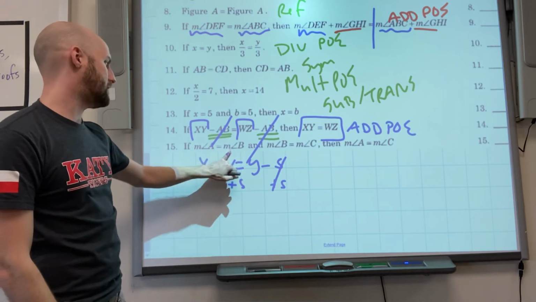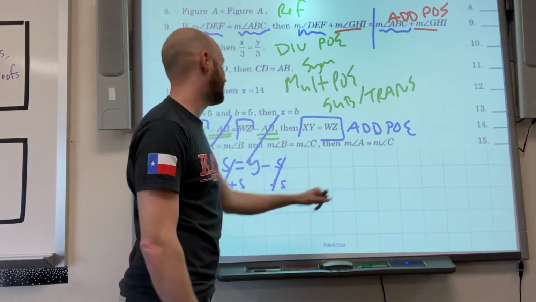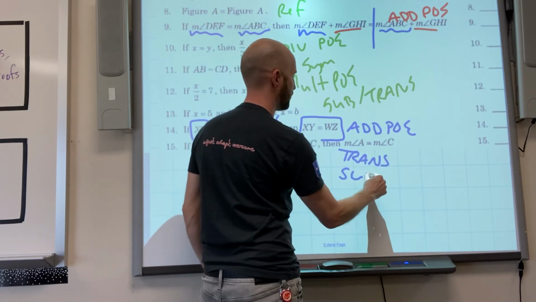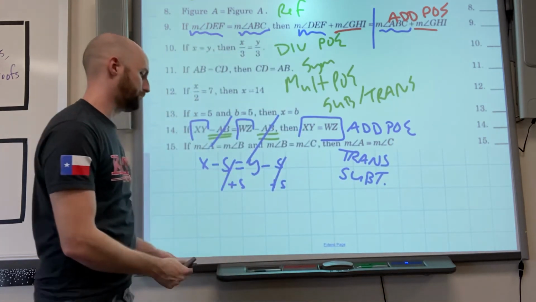Lastly, A is B, B is C, A is C. So yes, you can connect that all the way across as transitive. I would also say that you could call this one substitution.